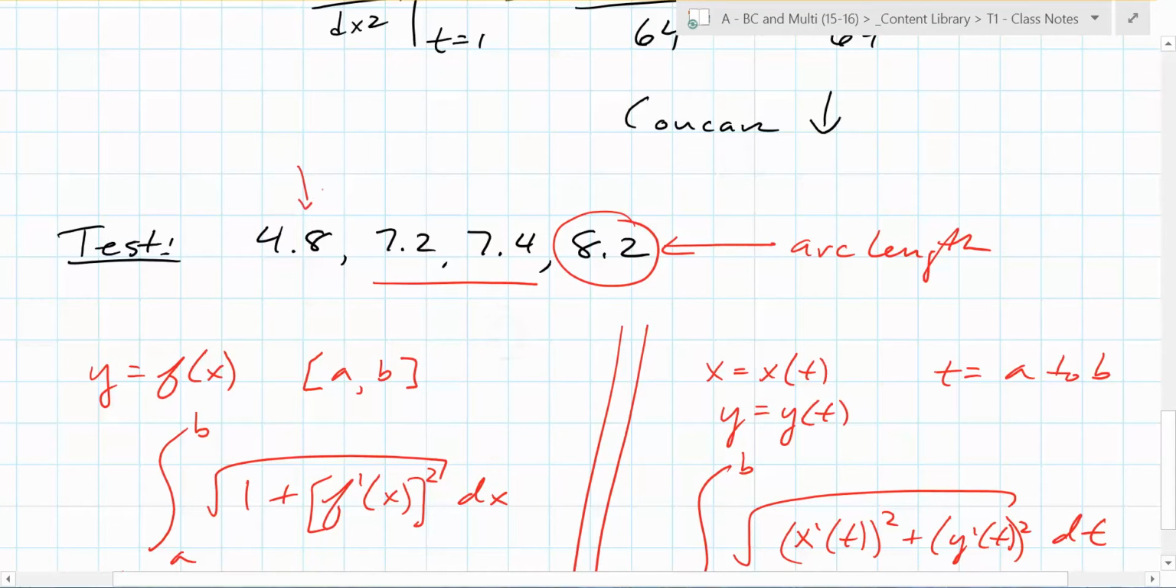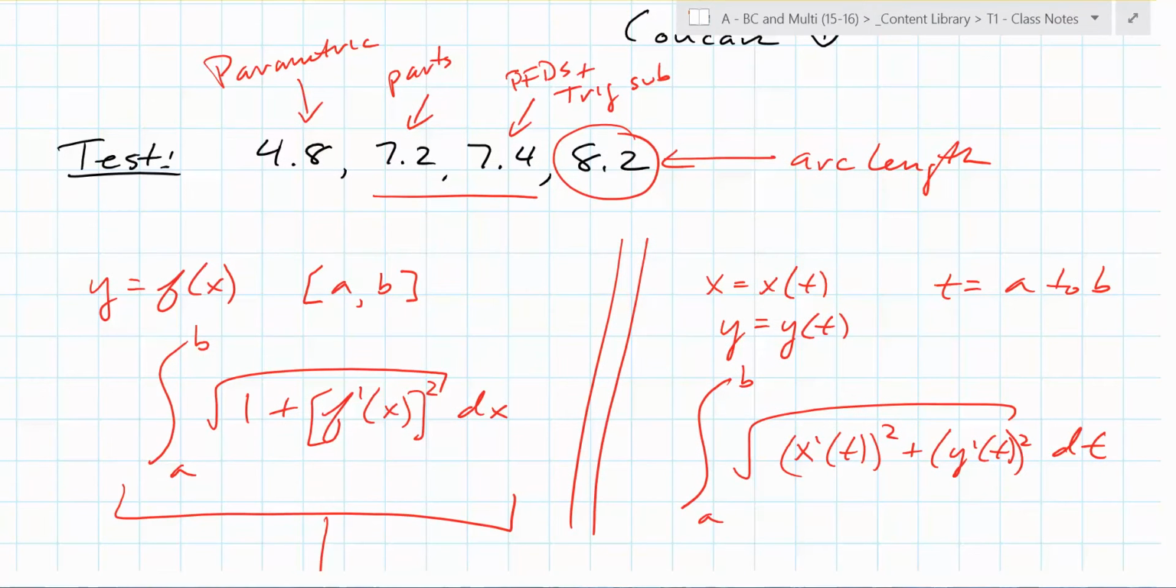What was the topic for 4.8? We just did it. So it's parametric. What's 7.2? Integration by Parts. And this was the fraction one: partial fractions, and trig substitution. So the question is, which section do you want to do some practice problems from first? 7.3. When is the test? Friday.